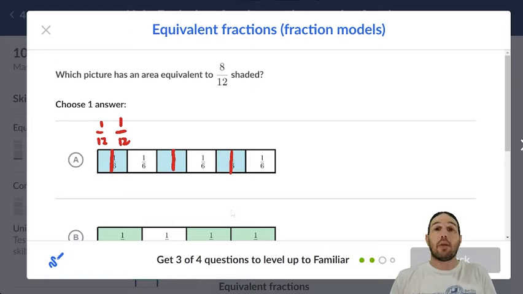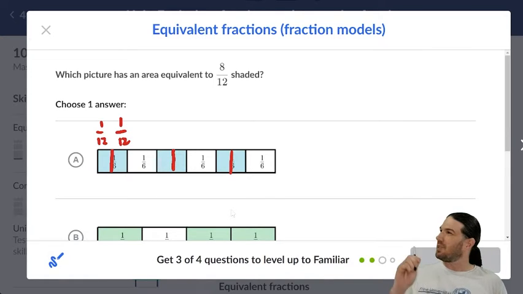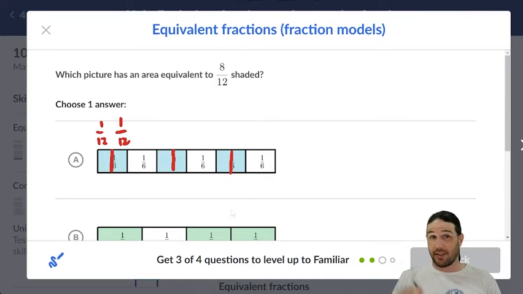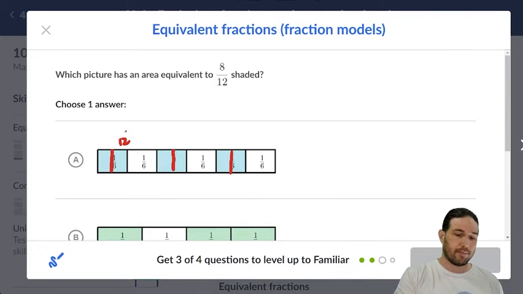And how many twelfths do we have total? Well, I see 1, 2, 3, 4, 5, 6 twelfths, not 8. This one is not our correct answer.